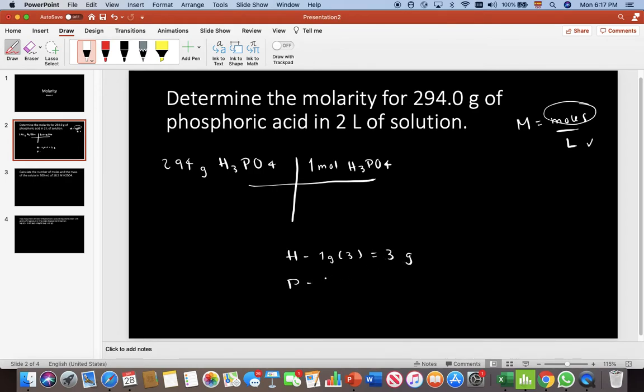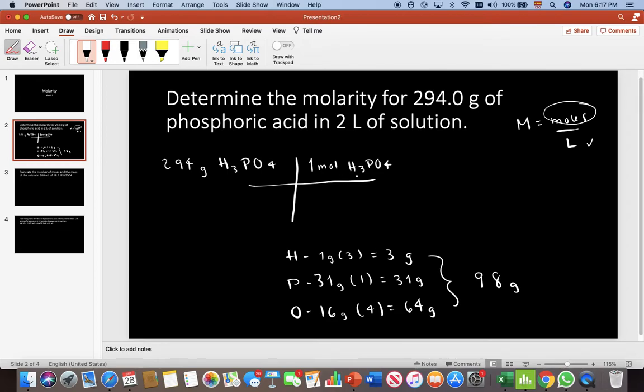Phosphorus is equal to 31 grams. And then we only have 1, so that will just remain like that. So, 31 grams of phosphorus. And finally, oxygen. Oxygen is equal to 16 grams. Multiply that by 4. That gives you 64 grams. Add all of these up, so you have your 31 plus 3 plus 64. That gives you 98 grams total.